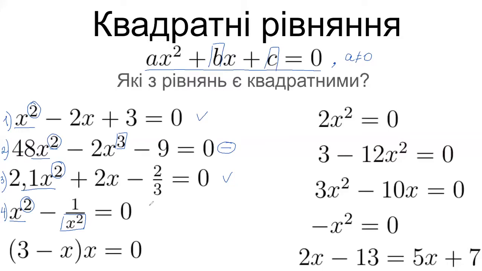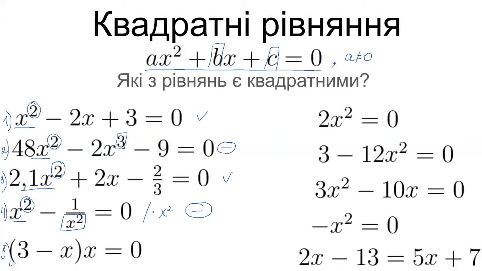And how to solve this equation? You need to multiply the whole equation by x squared. What happens in this case? You will have x to the power of 4, which is much greater than x squared. So that one is not a quadratic equation.